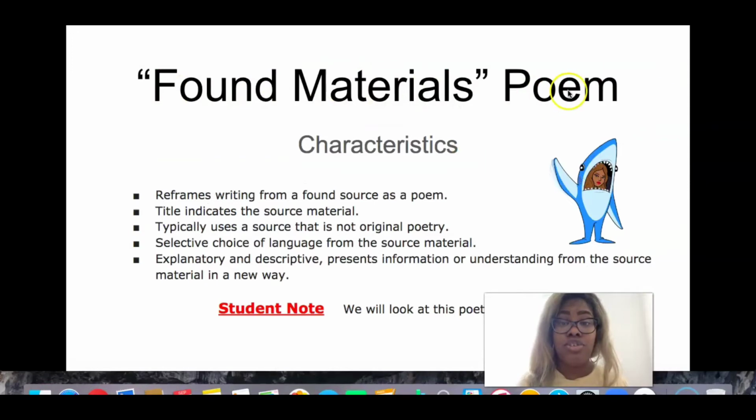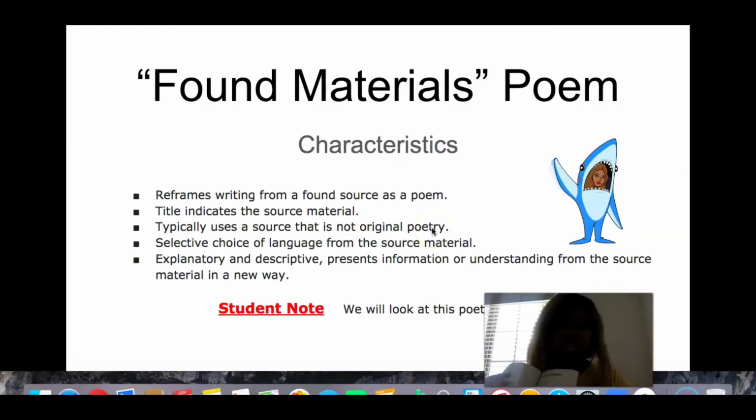What is a found materials poem? Well, some characteristics of a found materials poem are that it reframes writing from a found source as a poem. The title indicates the source material, or where they got the information. Typically, it uses a source that is not originally a poem. So when you read the poem on page 155, where do you think they got this information from?